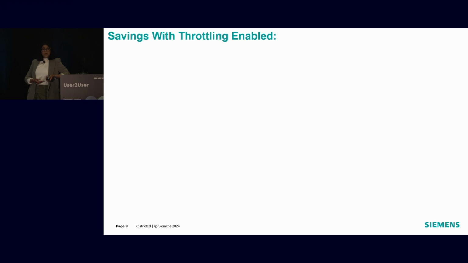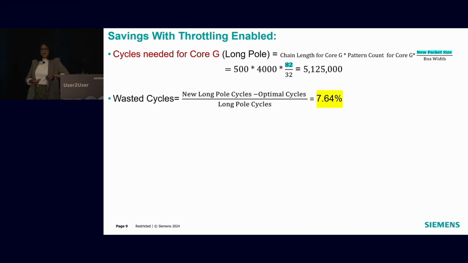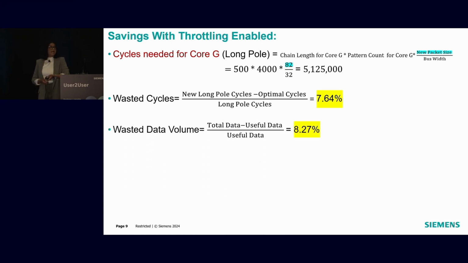So now going to savings with throttling enabled, right? The formula still remains the same: cycles needed for core G, or the long pole that we already talked about. So the savings really are, according to the new packet size, the wasted cycles, which earlier were 58%, that orange portion of the bar graphs, have now reduced to 7.64% just by working on that packet size. If you understood the equation, you knew what was in your hands to play with, right? And the wasted data volume has reduced to 8.27%, which was earlier 140.30%, right?